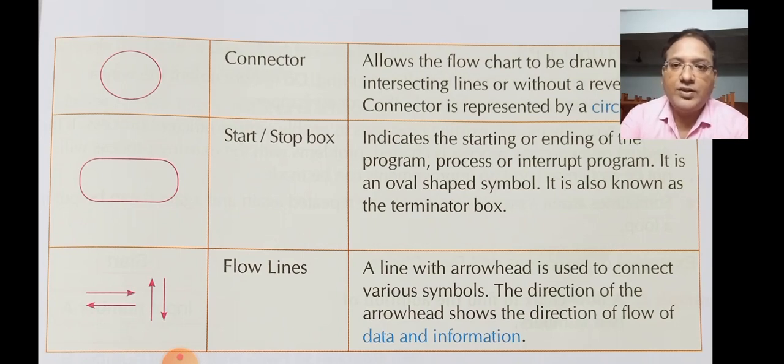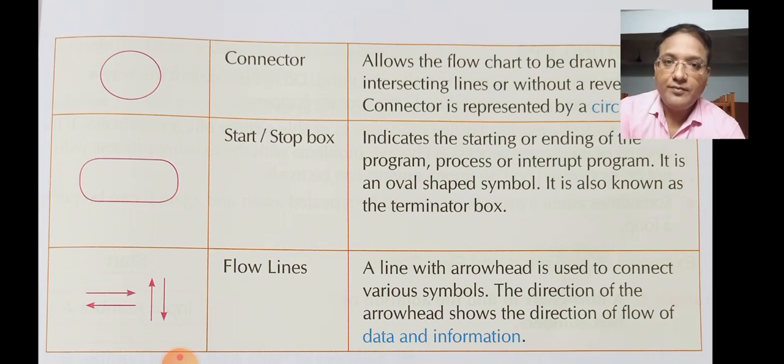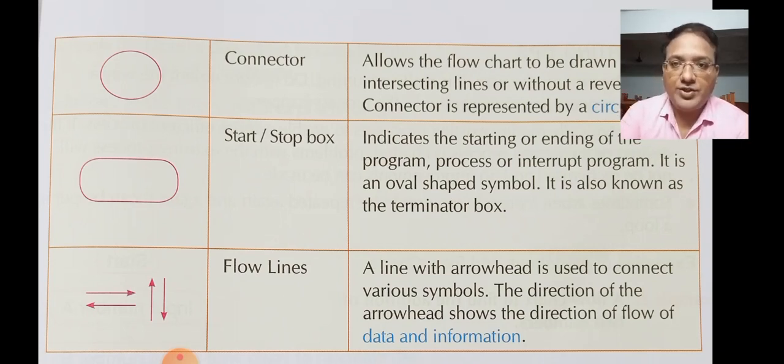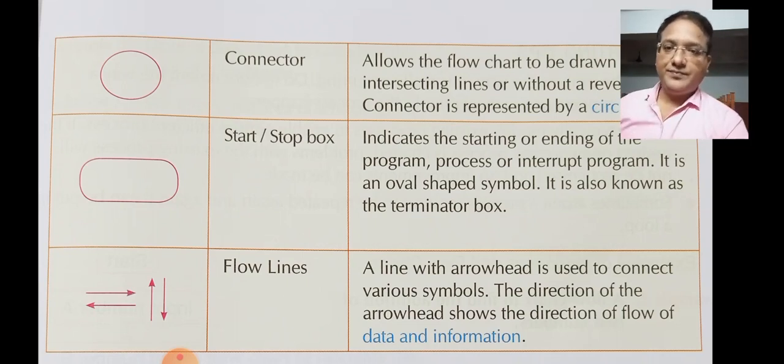Now next, flow lines. A line with an arrowhead is used to connect various symbols. So flow lines are used to connect various symbols, and the direction of the arrowhead shows the direction of flow of data and information. Got it?